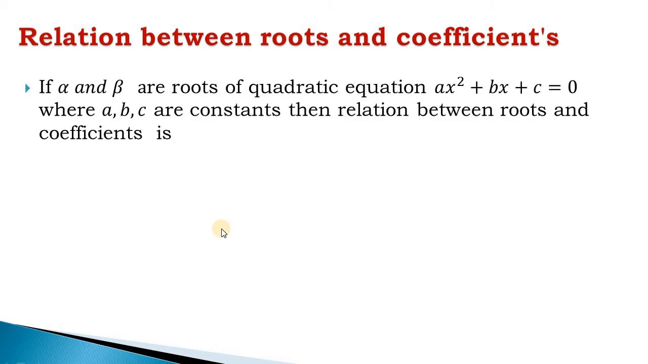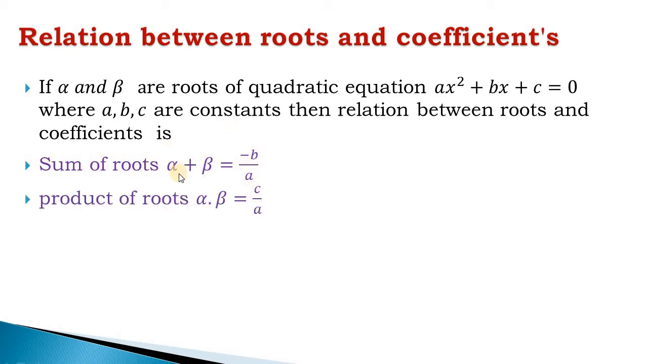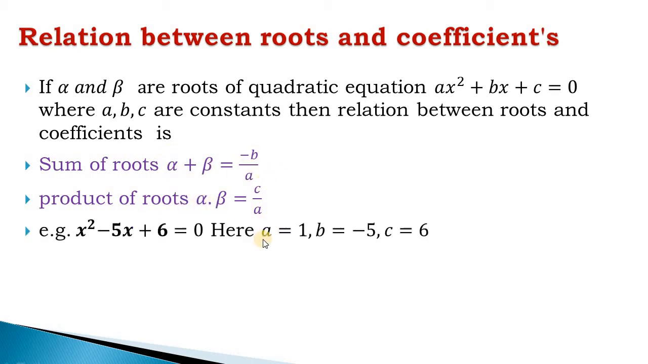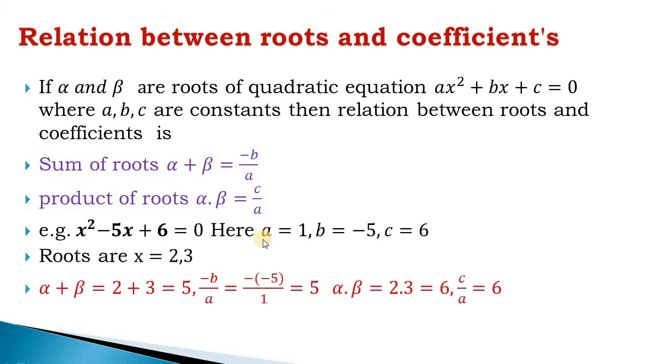So what are the relations? If alpha and beta are the roots of the quadratic equation ax square plus bx plus c is 0, where a, b, c are constants, then the relation between roots and coefficients is alpha plus beta is equal to minus b by a. That means the sum of the roots is minus b by a, and alpha into beta is c upon a. So you can see an example.